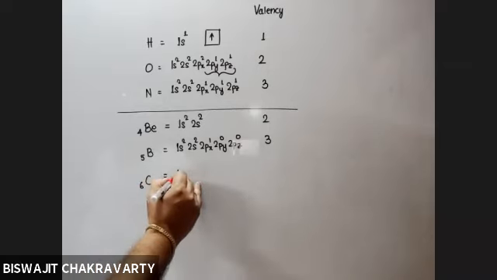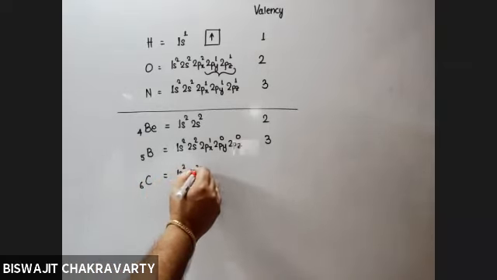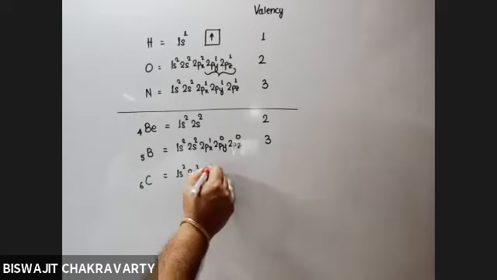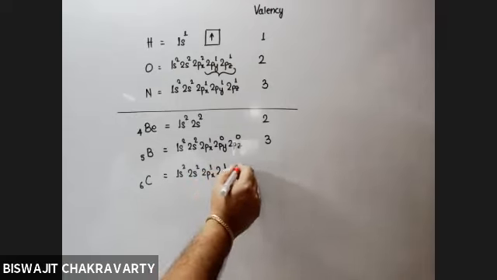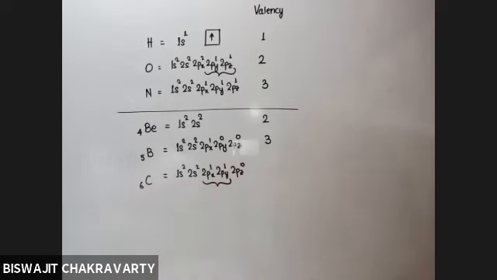Carbon: 1s2, 2s2, 2px1, 2py1, 2pz0. So if you count the number of unpaired electrons, it should have a valency of 2. But it's a well-known fact that carbon shows a valency of how much? 4.